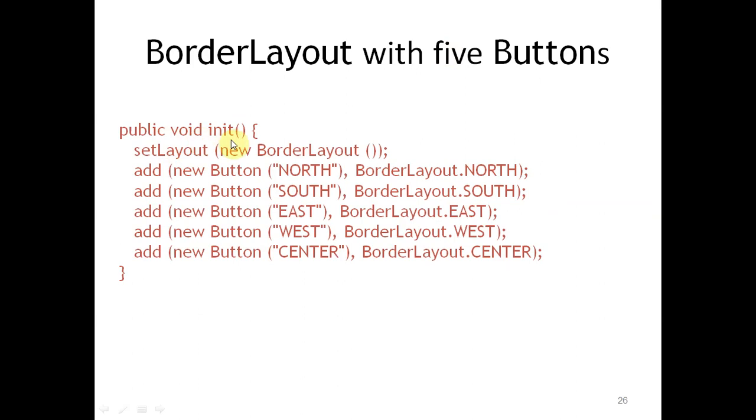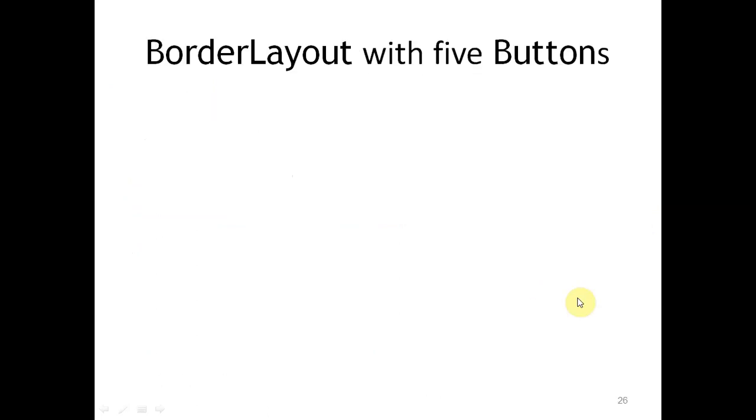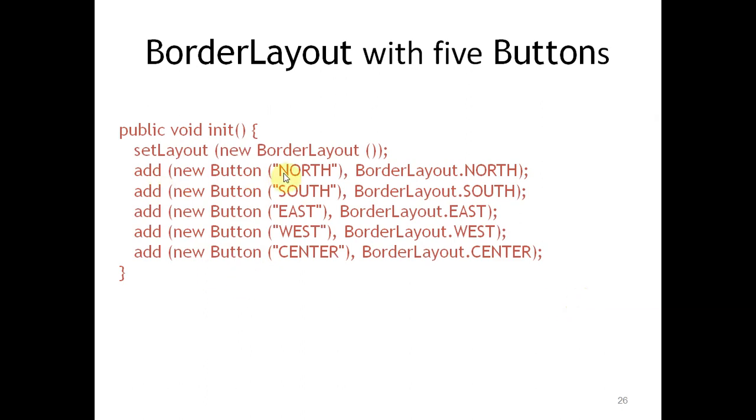So we have written here public void init. Before init we write the class name and extend from applet, and set layout equals to new border layout, and we will add 5 elements, 1 2 3 4 5. Here you can see the 5 elements. So all the elements will be added here. New button north, new button south, new button east, new button west, new button center, each with border layout dot north and so on. We have to mention here where we have to add this button.